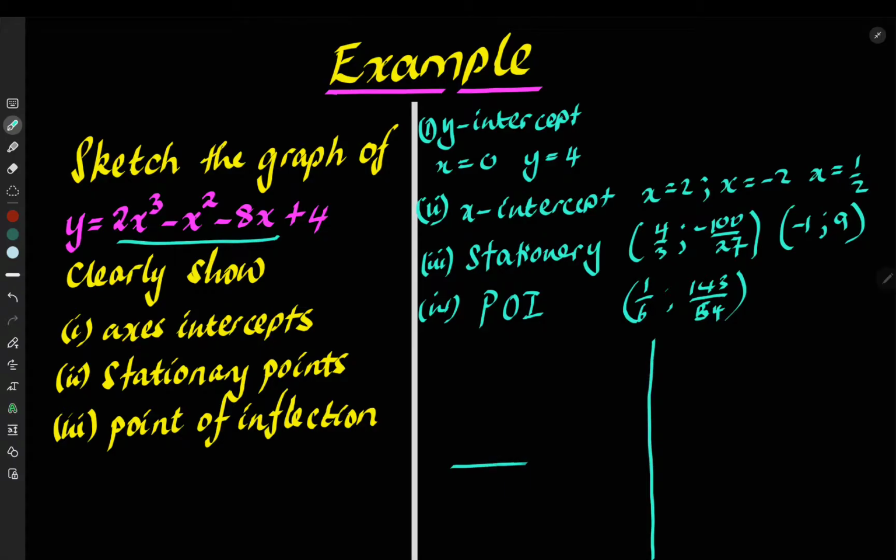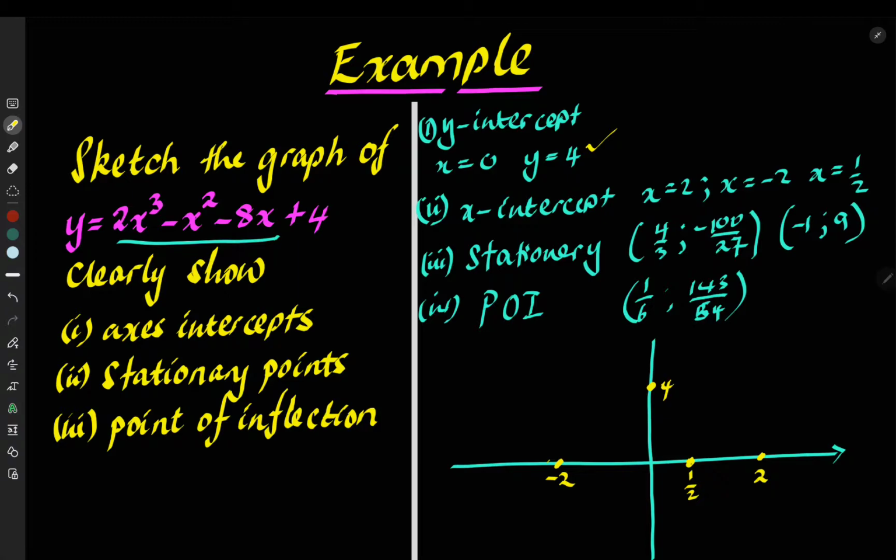So we go ahead and draw our x and y-axis. First of all, we put the y-intercept, which has a value of 4. Let's just use a different color. That will be the y-intercept. Then the next thing, we insert our x-intercepts: negative 2, then 2, and then a half. So a half will be somewhere here. These are our x-intercepts.